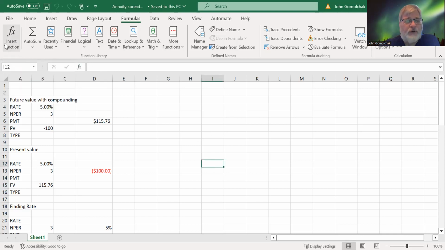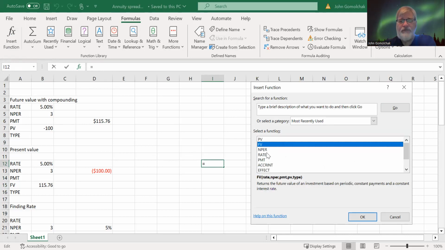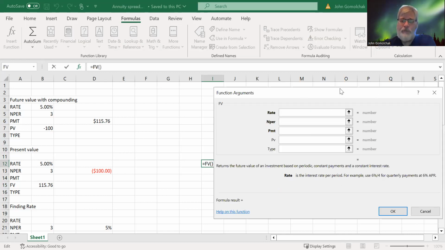Insert function, and it's going to bring up the various financial functions that are available to us. Okay, so what we're looking for right now is future value. So if you look right here, FV is what we want to choose. So I'm going to click future value, and then I'm going to approve it. Now it brings up an input table for us to use to calculate future value. So if all I was worried about was getting an actual number in here, I could actually put my variables right into this input table.